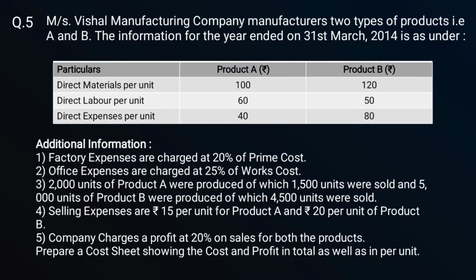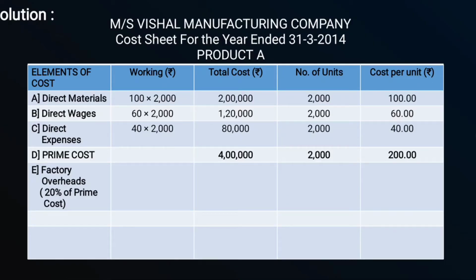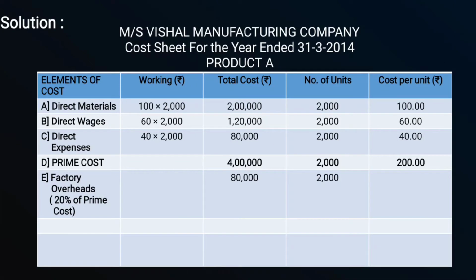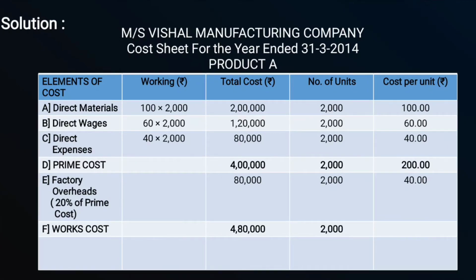Now let us start with the additional information given. First, factory expenses are charged at 20% of prime cost. So 20% of prime cost means 4 lakhs. So 20% of 4 lakhs will be ₹80,000. Number of units will be 2000 and cost per unit will be ₹40 per unit. So part F, that is works cost, will be ₹4,80,000. Number of units will be 2000 and cost per unit will be ₹240.